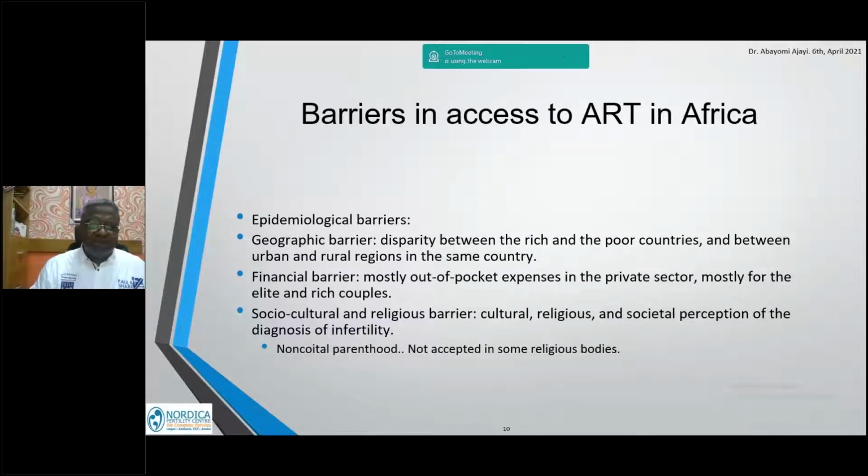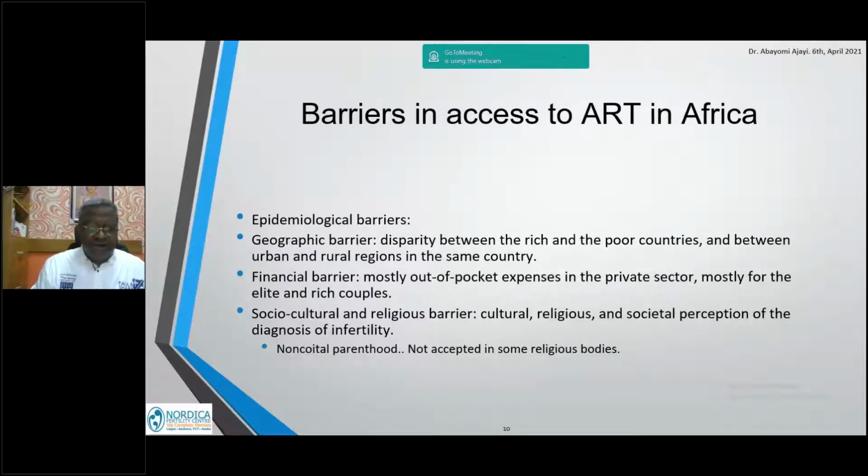So let's look at some of these barriers. We know that there are epidemiological barriers, in the sense that we don't know what the burden of infertility really is in Africa in order for us to be able to plan. So data is one of the big problems that we really need to get right in order for us to know how to cater for our people who have infertility.